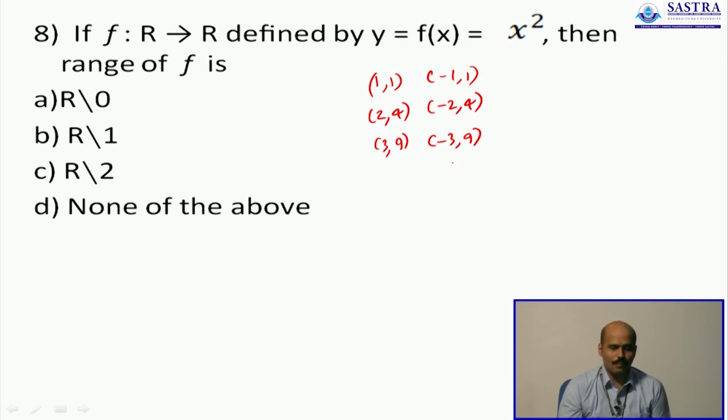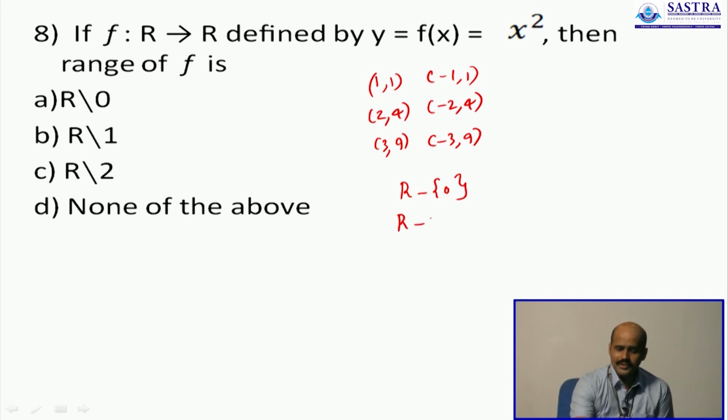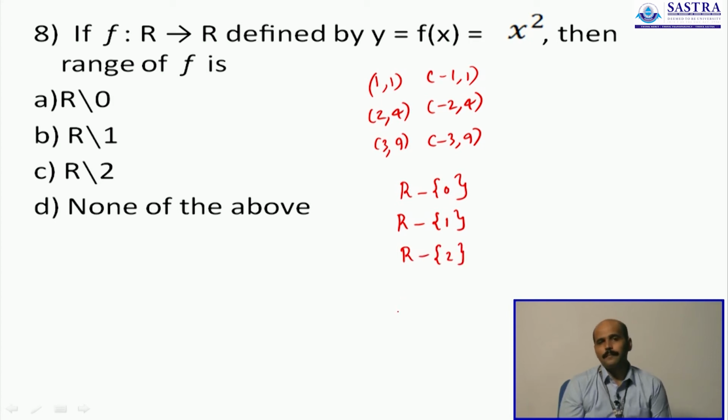Now let's look at the options. Option A says the range is the set of all real numbers without 0, which means I am excluding 0 and saying every other real number is a part of the range. Option B similarly says every real number except 1 is included. Option C says every real number except 2 is included. Option D says none of them is right.